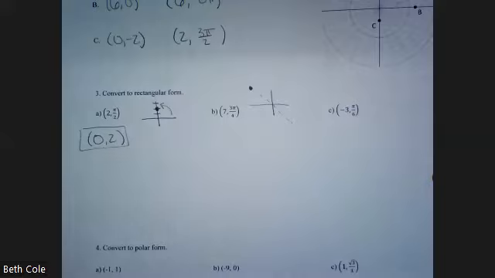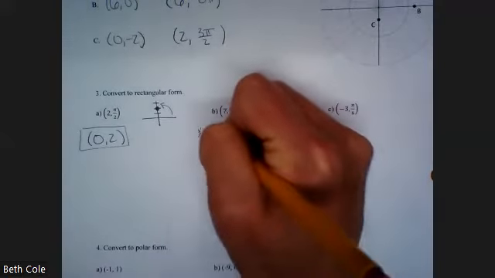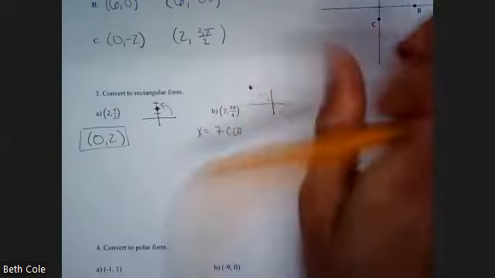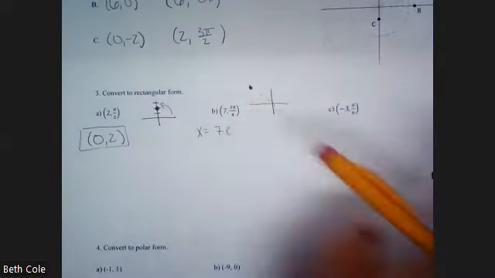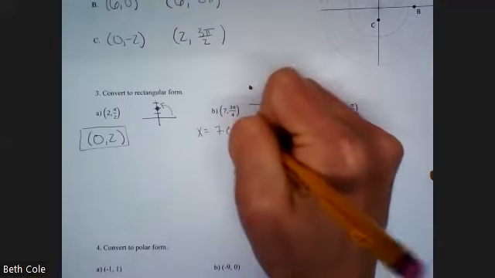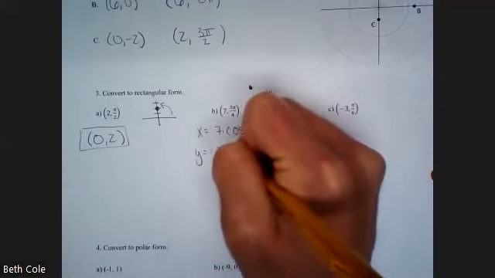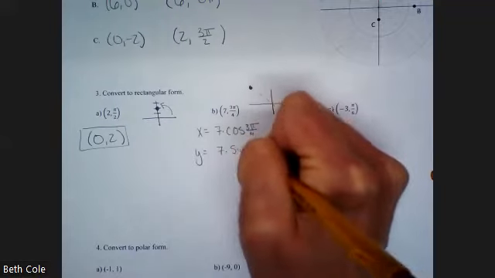Okay, so converting to rectangular, we're going to use these ones over here. We need to find x and we need to find y. X equals r, so it's 7 times cosine of theta, which is 3 pi over 4. And y is r sine theta.